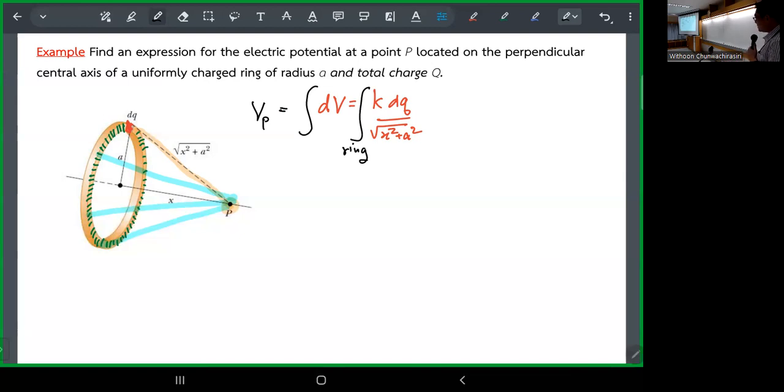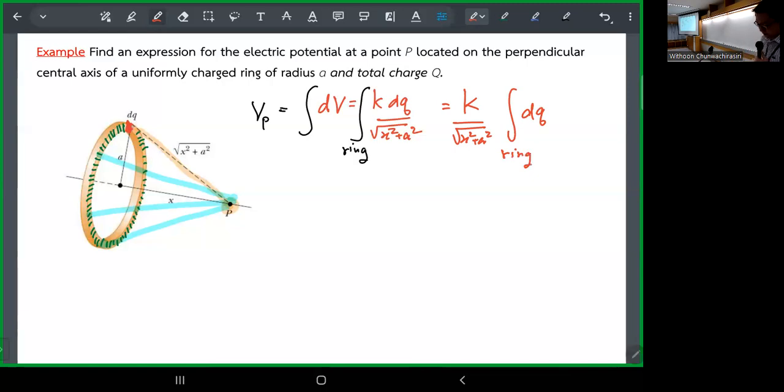When you look at this, the integral is once again... wait a second. The k is constant. I can pull it out. That square root of x squared plus a squared is also constant, right? Because there are no variables over here. a is constant, it's just the radius of the ring. x is just a distance from the center of the ring, it's fixed, they're all fixed. So actually that square root comes out as well. So all you need left to integrate is just the charge on the ring.